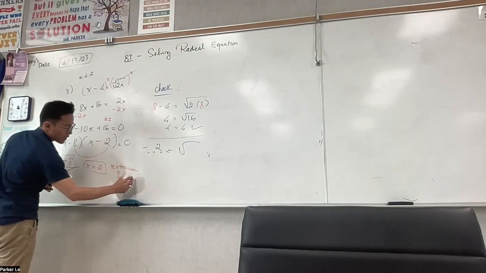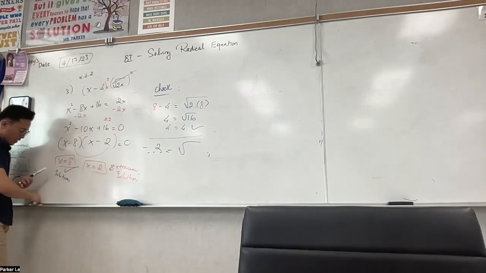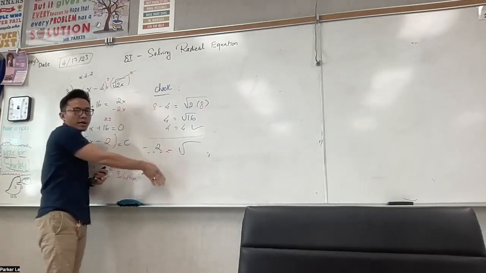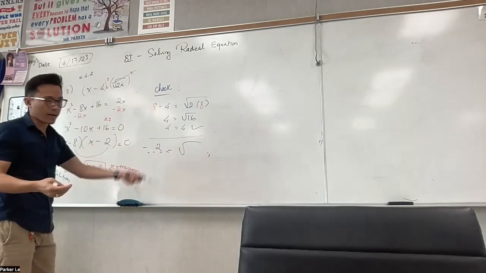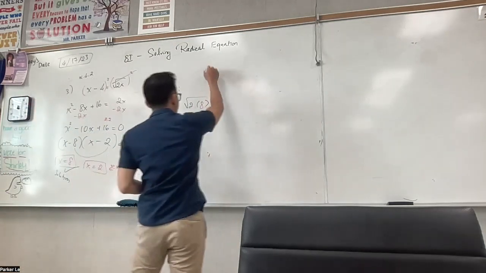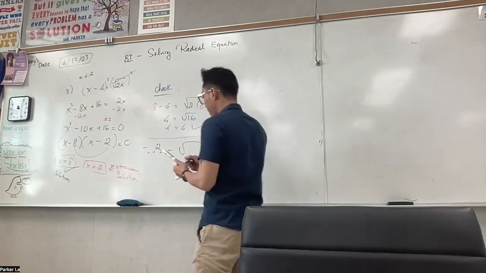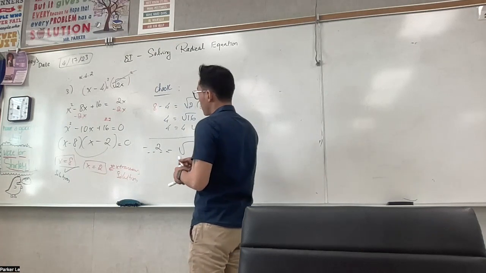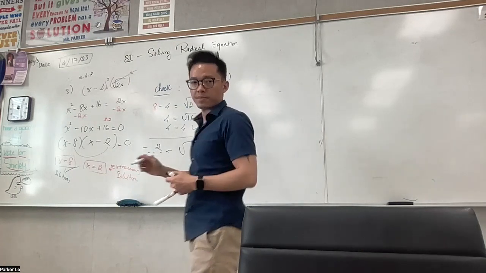So that's what I want to see. You need to show me this is an extraneous solution. I don't need to see this, but you can write that in your work as well. But I won't take points off if I don't see that. So we have extraneous solutions. Always check.